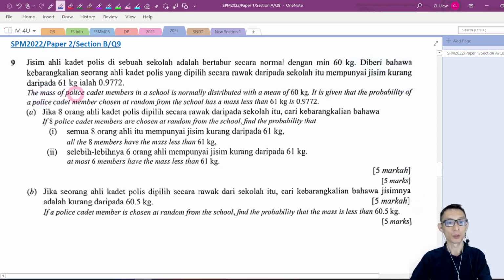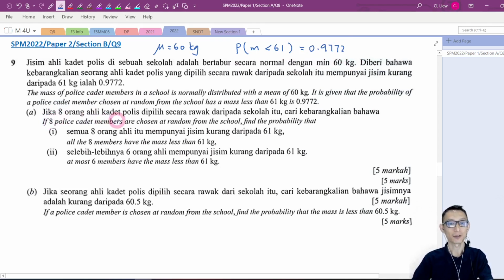The mass of police cadet members in the school is normally distributed, with a mean of 60 kg. Mean is equal to 60 kg. It is given that the probability of a police cadet member chosen at random from the school has a mass less than 61 kg is 0.9772. Body mass, so I will just use M. M less than 61 kg is equal to 0.9772.